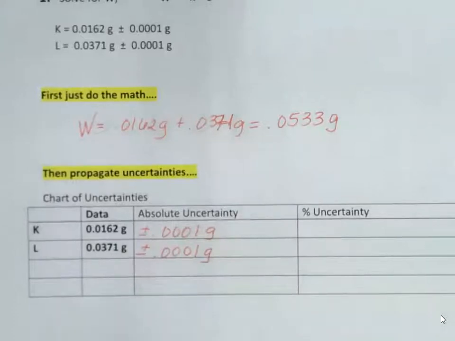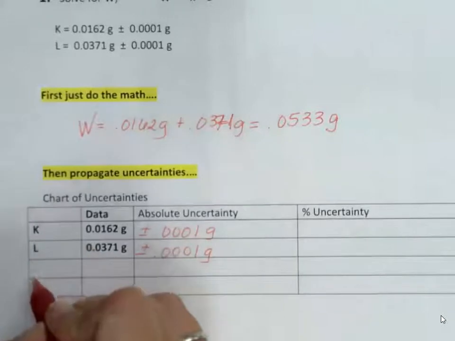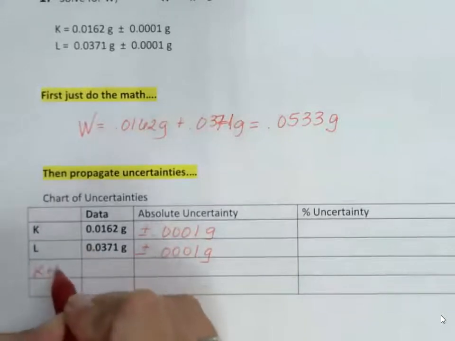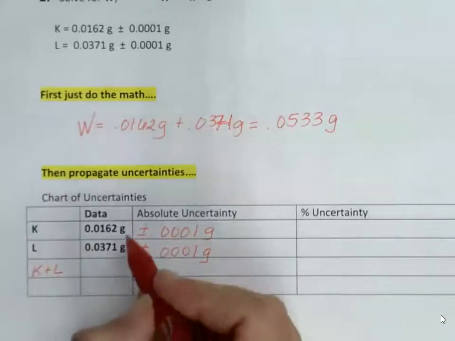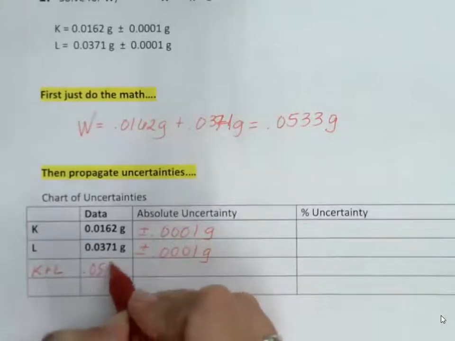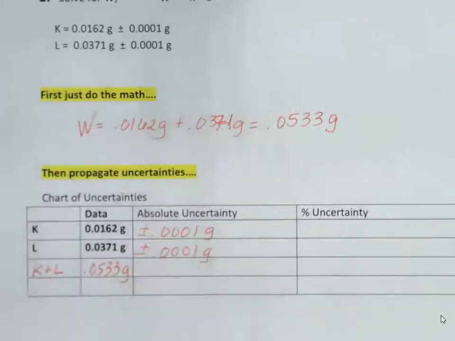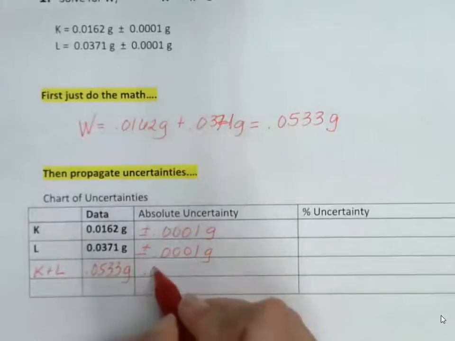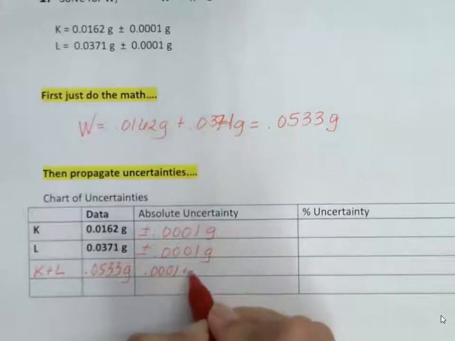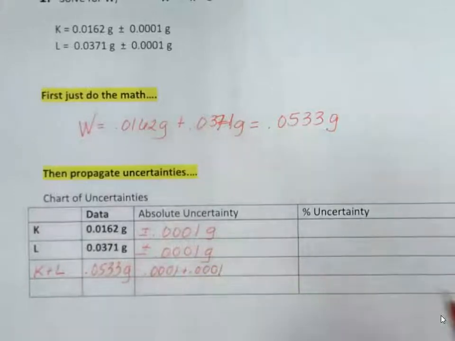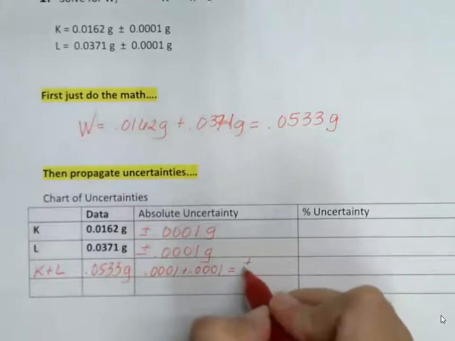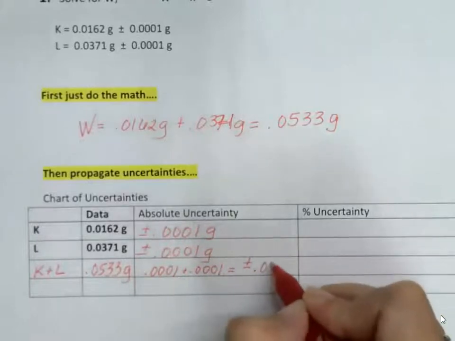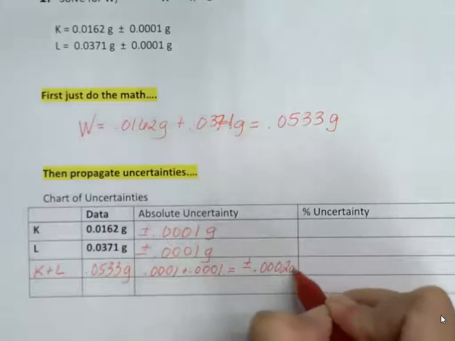Then you ask yourself, what operation mathematically am I doing in this problem? I'm adding K plus L. I got the answer 0.0533 grams. So how do I propagate uncertainty for that calculation? Because it's an addition problem, I add my absolute uncertainties in K and L. And I'm going to get an answer of 0.0002 grams.